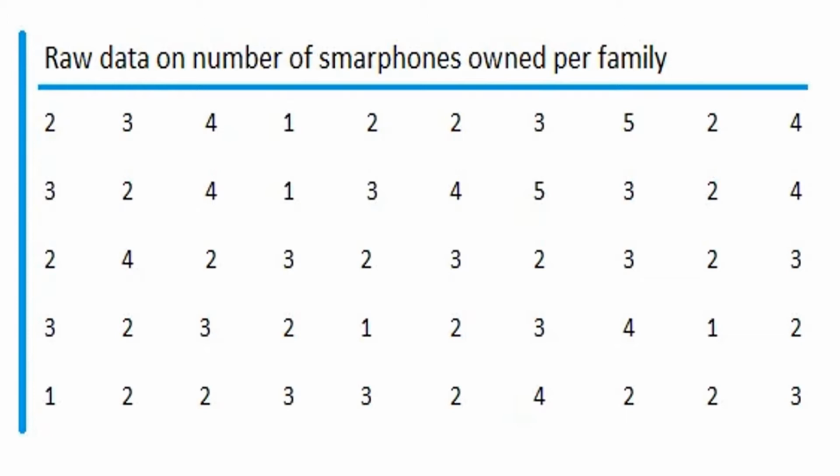Here we have another example of raw data. This raw data is data on the number of smartphones owned per family in a particular locality. So you see, the data is just collected and presented here. It is not even classified, nor organized, nor processed.